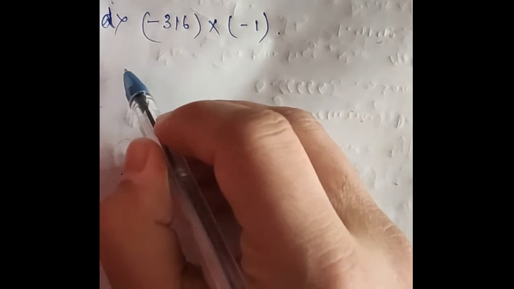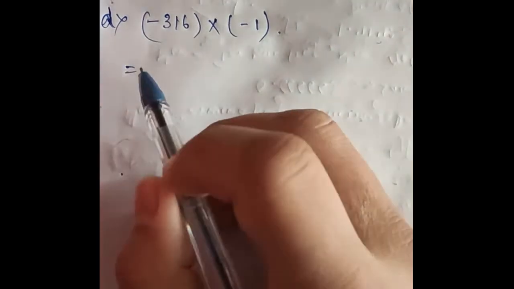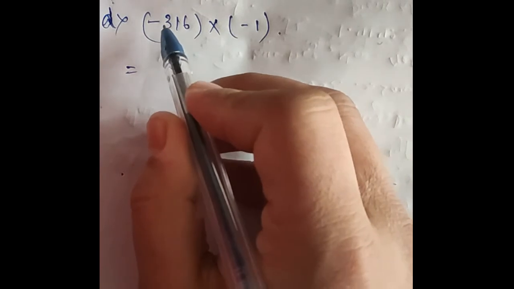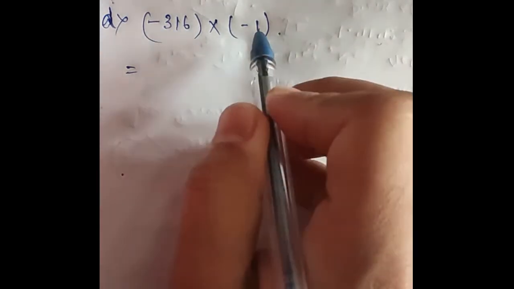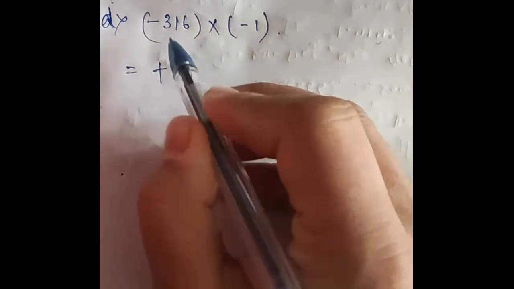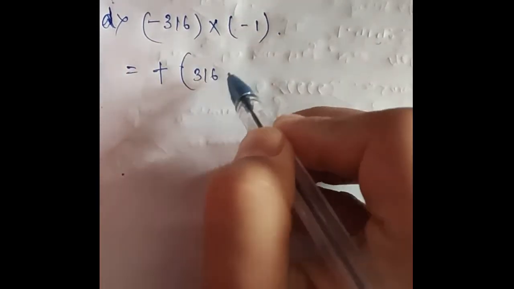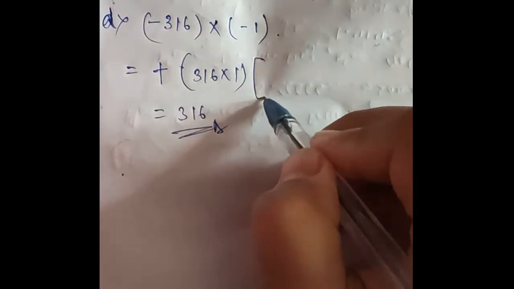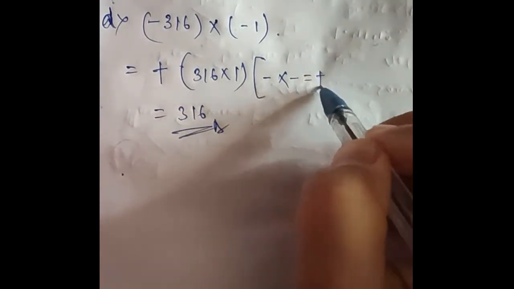Okay, how to do this? It is also easy. You have two negative integers now. If both integers are negative, then minus into minus is plus. 316 into 1 is what? 316 only. Here what rule have we used? Minus into minus is equal to plus.